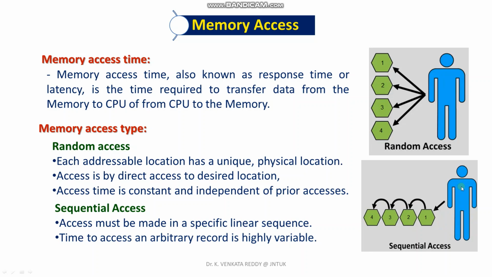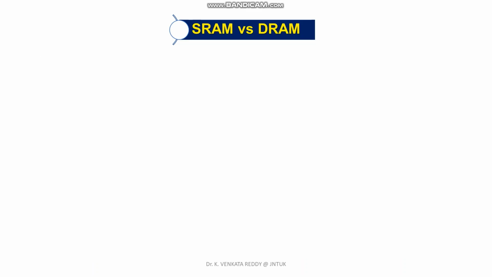For example, if the user wants to access memory location 3, in random access memory, the user can access memory location 3 directly. On the other hand, in sequential access memory, the user first needs to access location 1, then location 2, and only then can he access location number 3. Presently, we are mainly using random access memory as it is the fastest way of accessing the data.